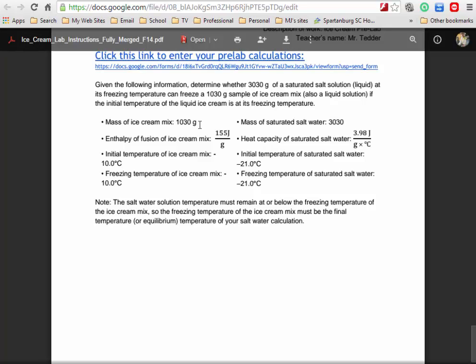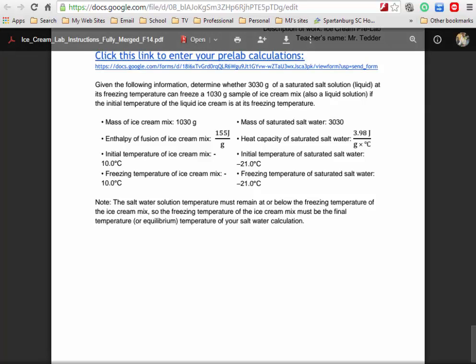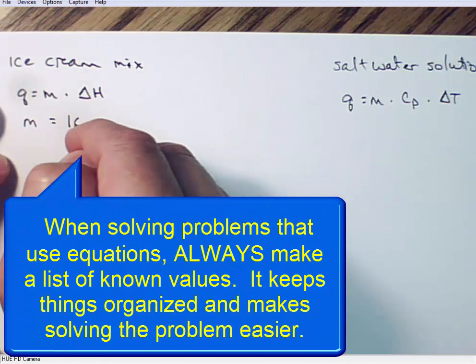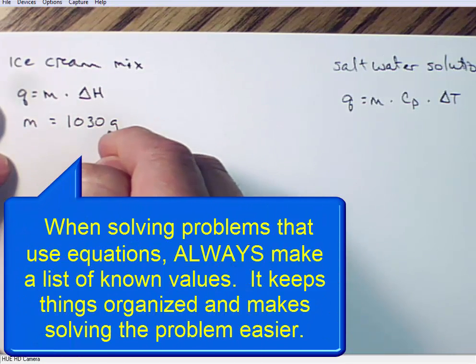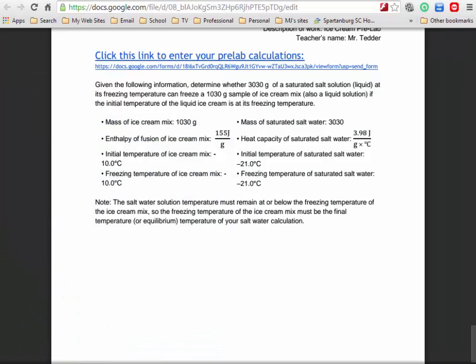I have a mass of ice cream mix of 1,030 grams. The mass of saturated salt water solution is 3,030 grams.